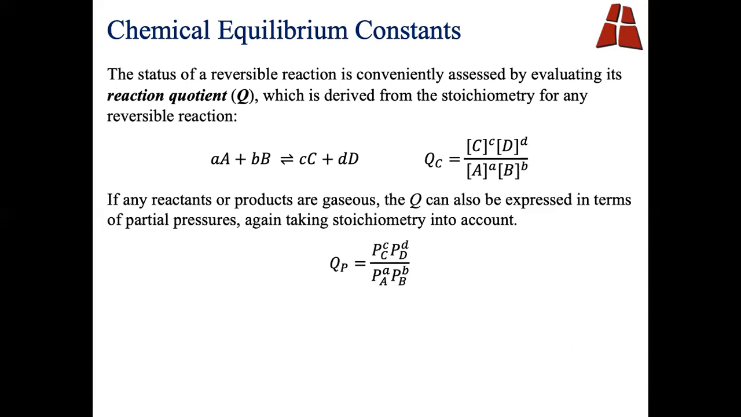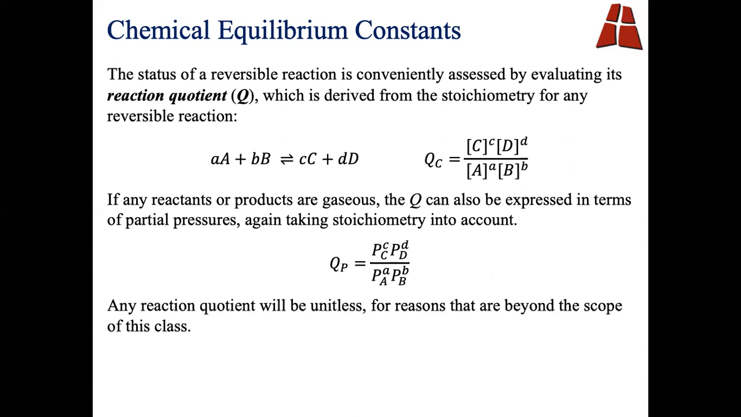And so if any of our products or our reactants are gaseous, in addition to expressing Q in concentration, so again, our brackets would indicate concentration, we can also express our ratios between our reactants and products in pressure, in particular partial pressures. And so again, this would just be the partial pressure of C raised to the stoichiometric coefficient of C. Okay, and we'll get to some more solid chemical examples here in a moment.